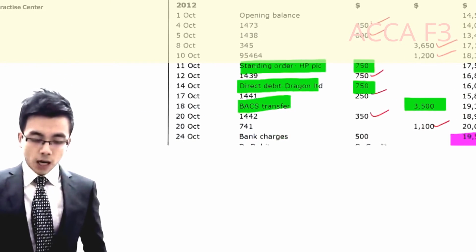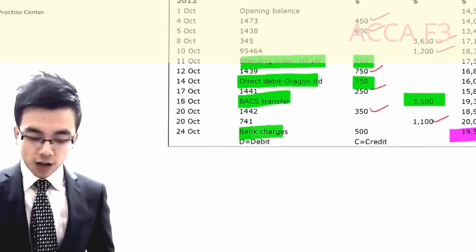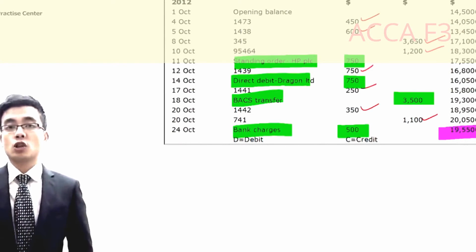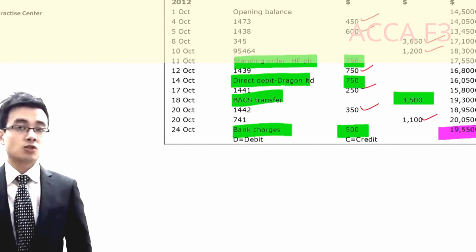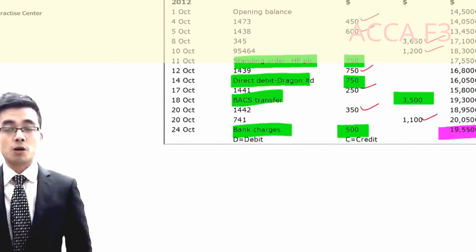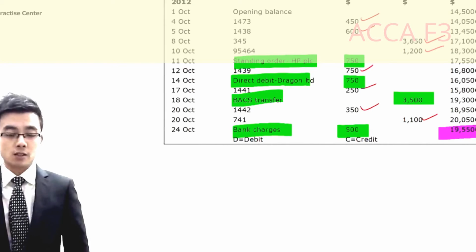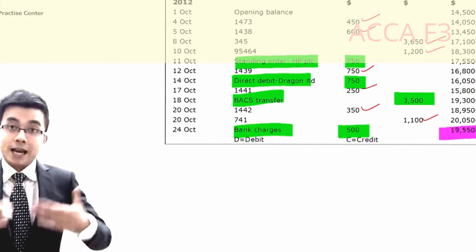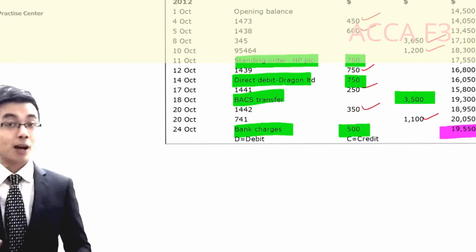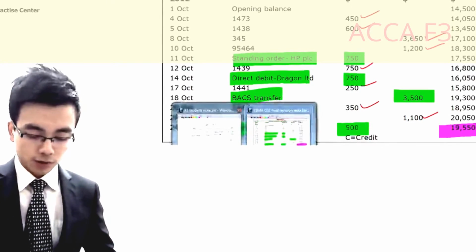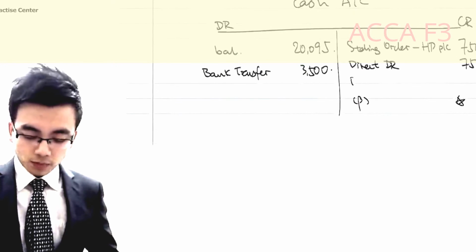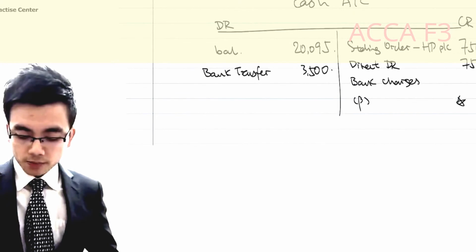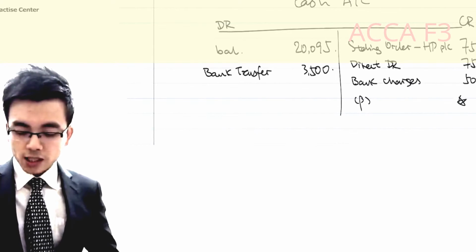And then we've also got the bank charges of 500 here. It's not been recorded because the bank would charge you a fixed amount of administration fee for each and every month if you're going to use the bank service. So what you need to do is credit this 500 because it's paid out from your bank account, but you haven't recorded that into your books. So the bank charges worth 500 here.